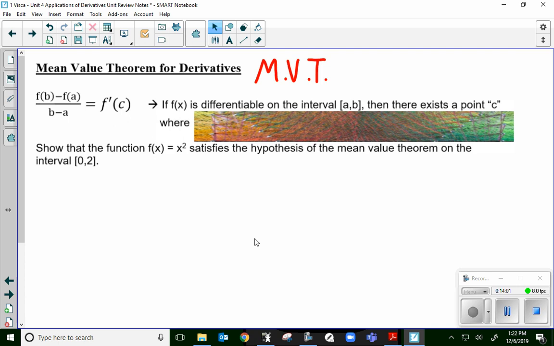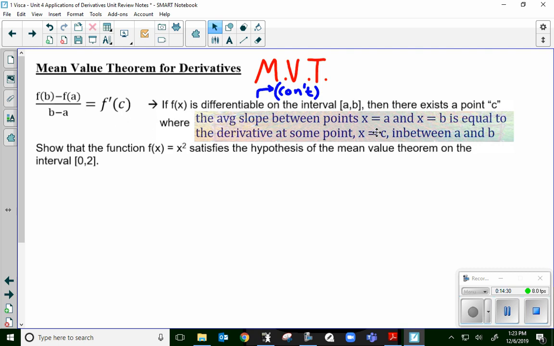So if f of x is differentiable, and if something is differentiable, it has to be continuous as well. It has to be. So if f of x is differentiable and continuous on the interval from a to b, then there exists a point c where the average slope between points x equals a and x equals b is equal to the derivative at some point x equals c in between a and b.